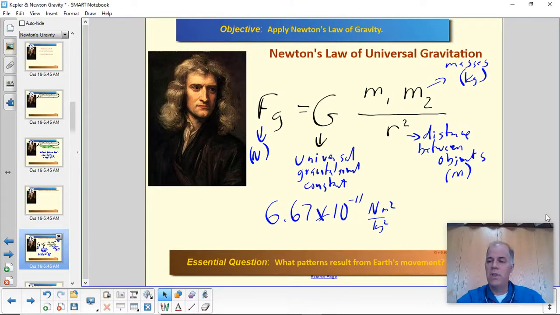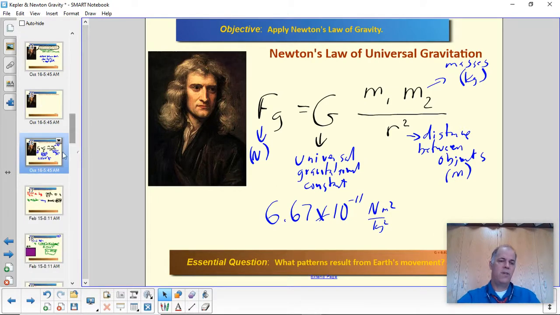So that is 6.67, but we move the decimal place over 11 places. So it's like 0.0000000000667. Very, very, very tiny number. And this kind of makes sense because if you put two 1 kilogram masses 1 meter apart, we're not going to get something like 1 newton of force between them. We're going to get something we can barely detect with the best instruments available to us. So big G, universal gravitational constant, very, very tiny number, which reflects the idea that gravitational forces are actually very, very tiny.